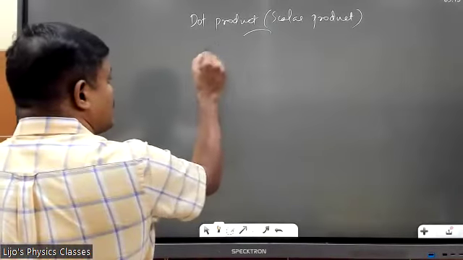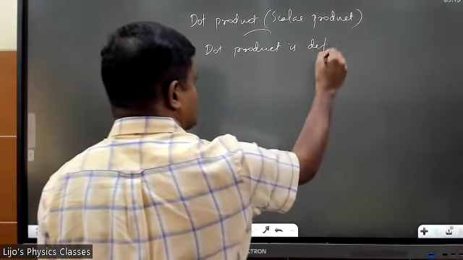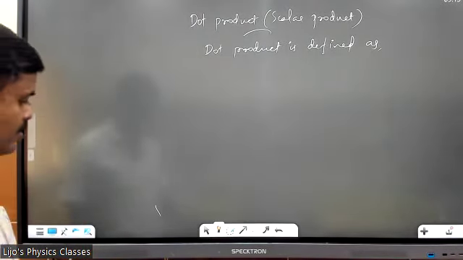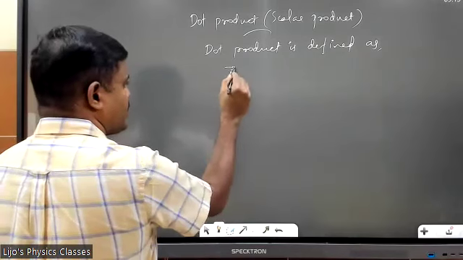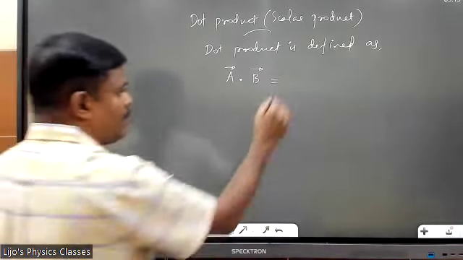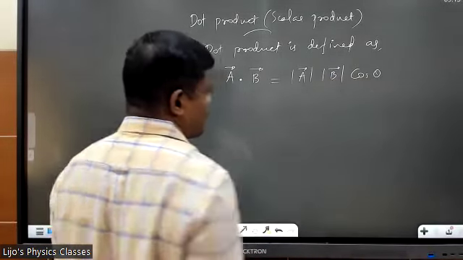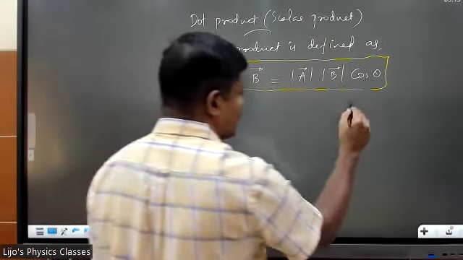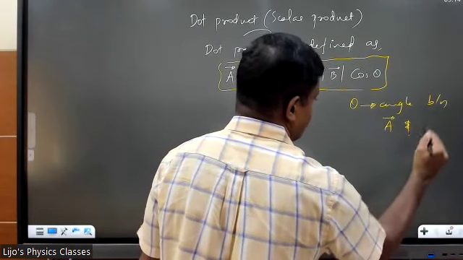You can write: dot product is defined as A dot B. Basically, you are trying to find ways to multiply vectors. That's it. A dot B is equal to what? Modulus of A or magnitude of A into magnitude of B into cos of theta. Put this in a box. This is by definition. Theta is the angle between A vector and B vector.